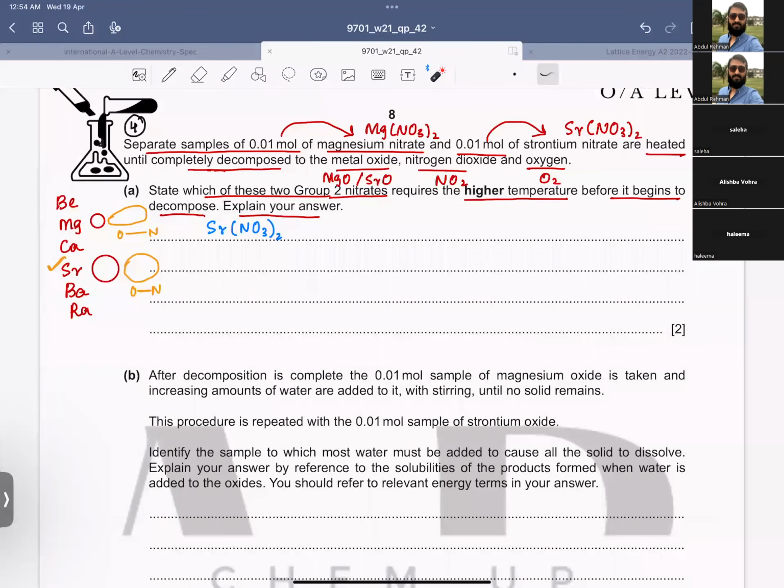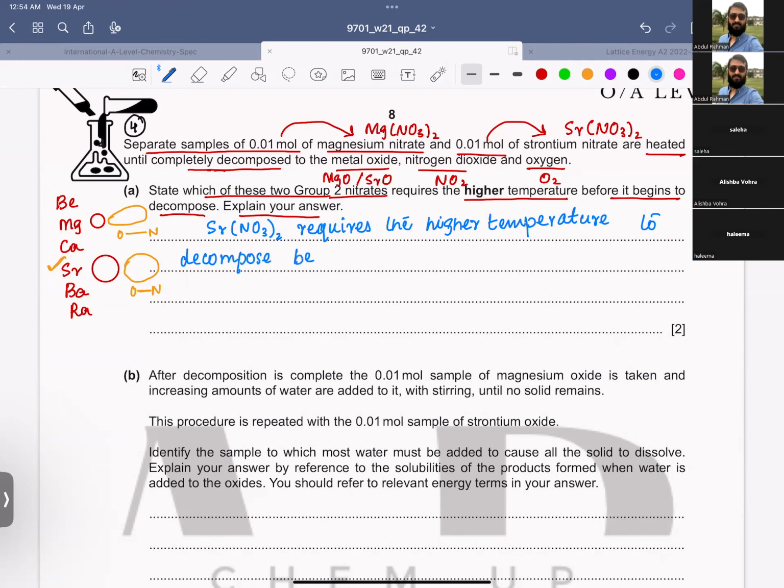Okay. So strontium nitrate requires the higher temperature to decompose, because the strontium ion is bigger in size than the magnesium ion.